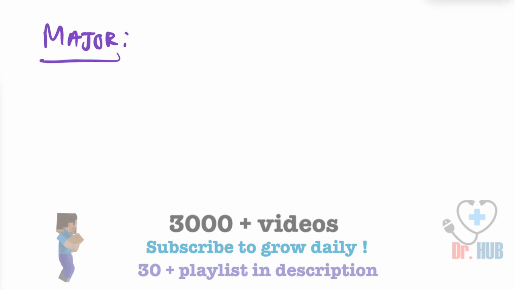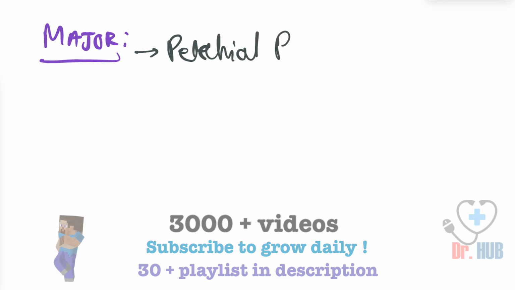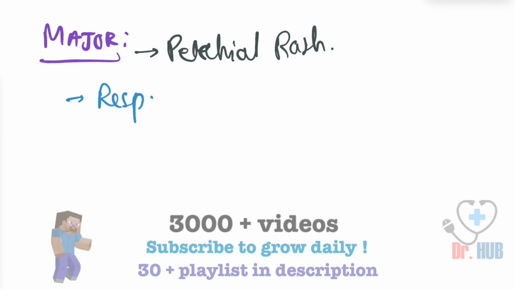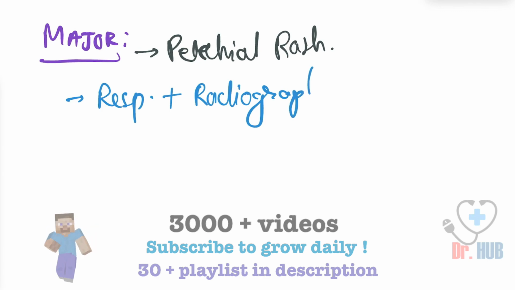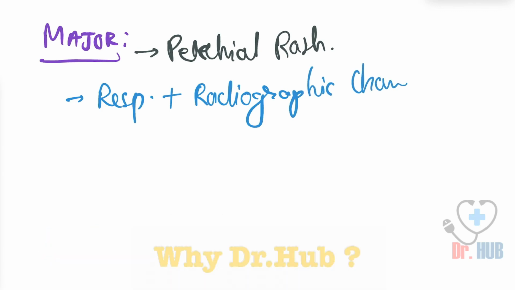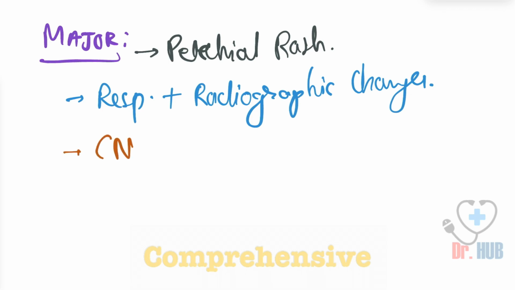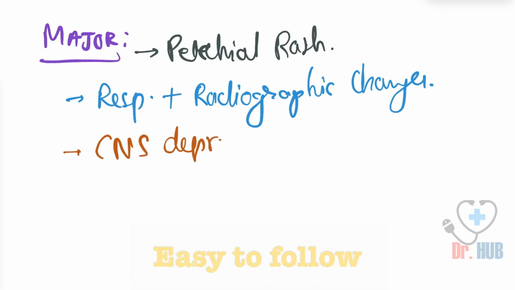The major criteria include a petechial rash, which is seen, and then there are respiratory symptoms with radiographic changes. So there are also the radiographic changes. And then there is also the CNS depression. This is important to note. Then we also have the minor criteria.